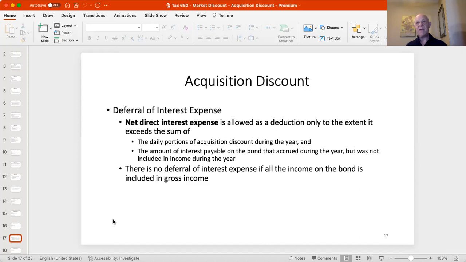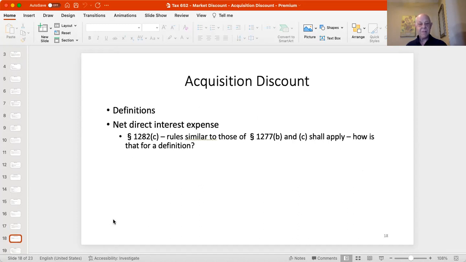So if you have income that wasn't includable during the year, we're not going to allow you to take interest expense deductions. If you have income that was accrued during the year, then you can take that amount of interest expense into account. And if all the income on the bond is included in income, then there's just no deferral of interest expense. How do they define net direct interest expense?